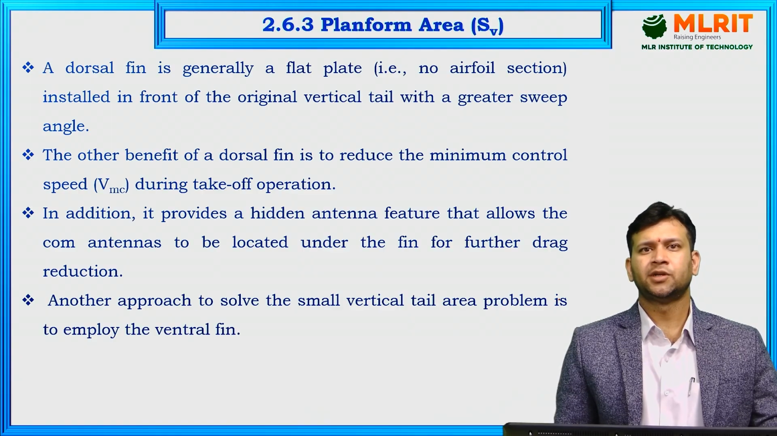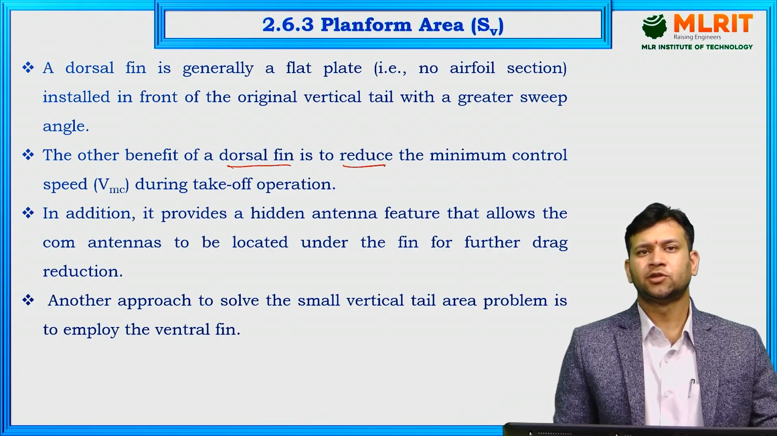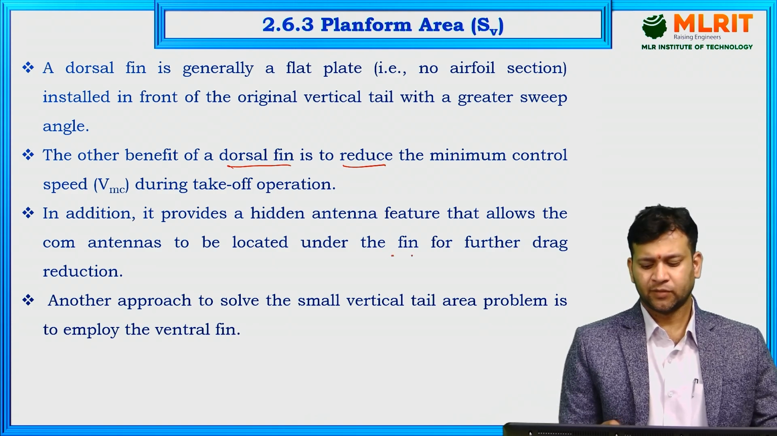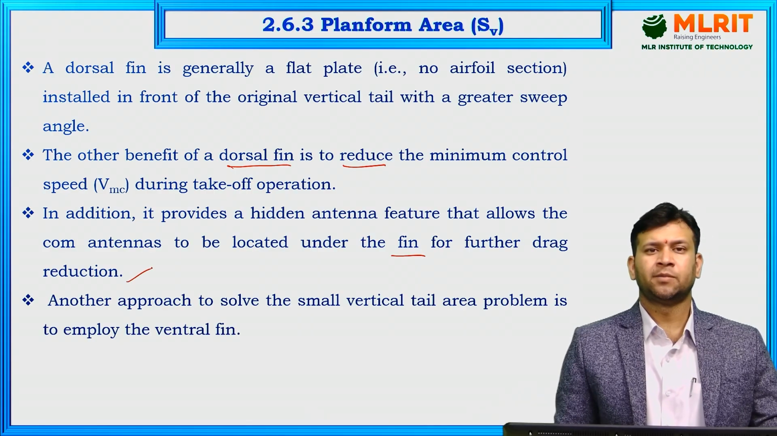The other benefit of dorsal fin is to reduce the minimum control speed during takeoff operation. In addition, it provides a hidden antenna feature that allows the antennas to be located under the fin for further drag reduction. Another approach to solve the small vertical tail area problem is to employ ventral fin.